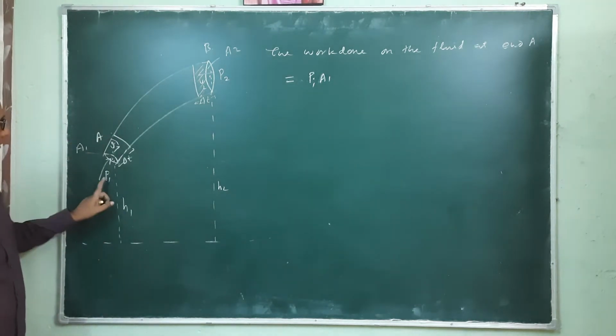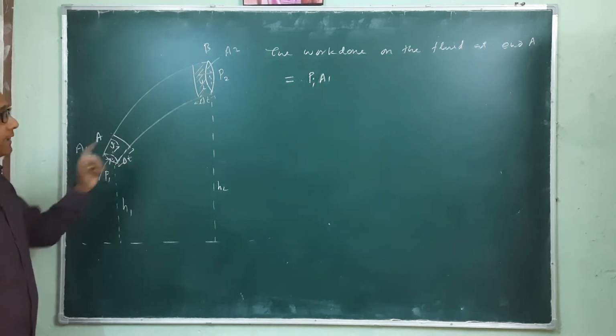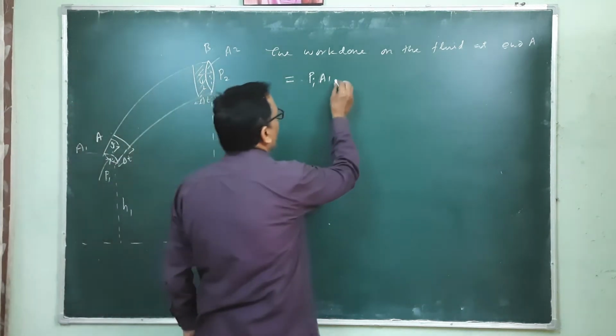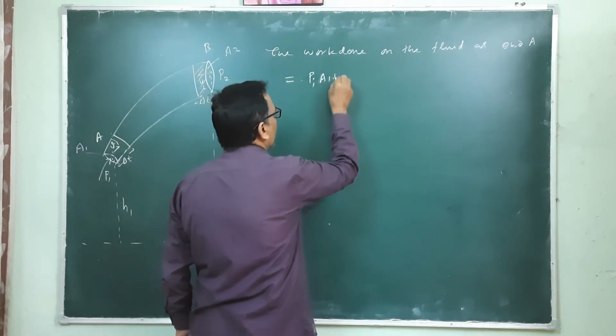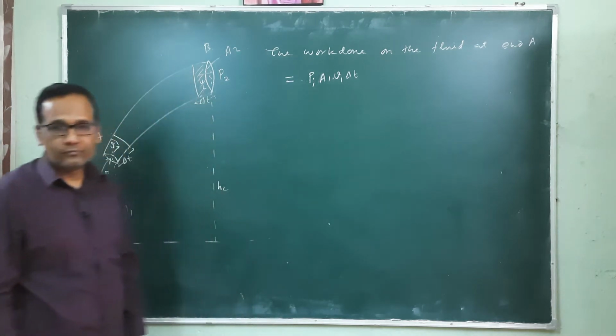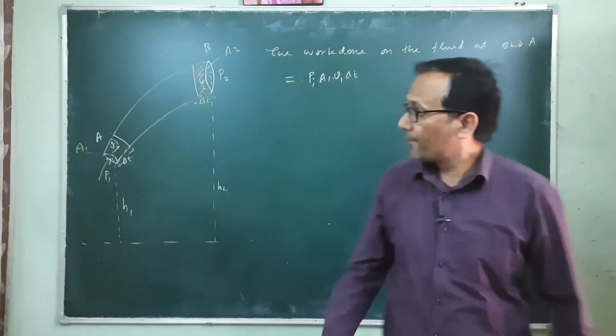Okay, similar calculation. So the pressure is P1 and the cross-section area is A1, and this displacement is delta x, which can be written, in terms of velocity, as V1 multiplied by delta T. I think we have discussed this in the last class.